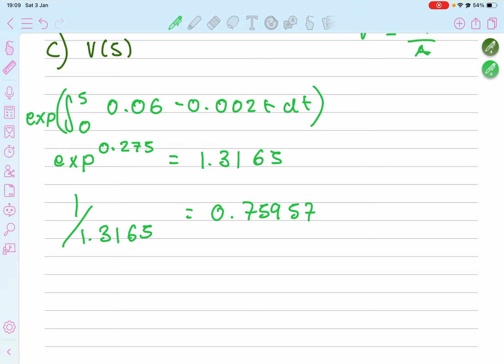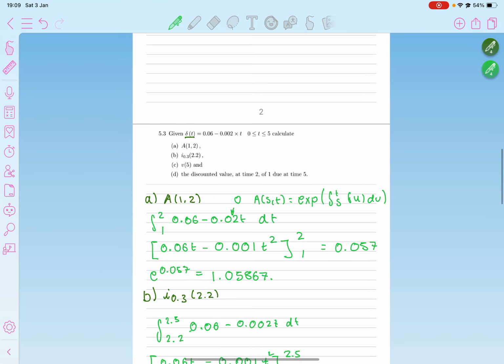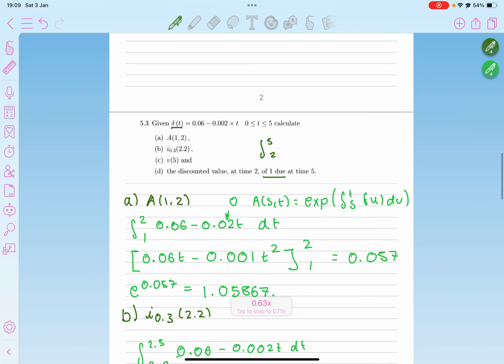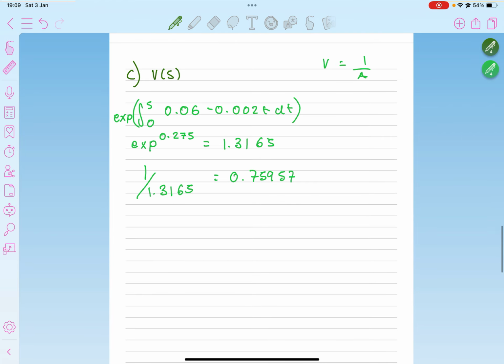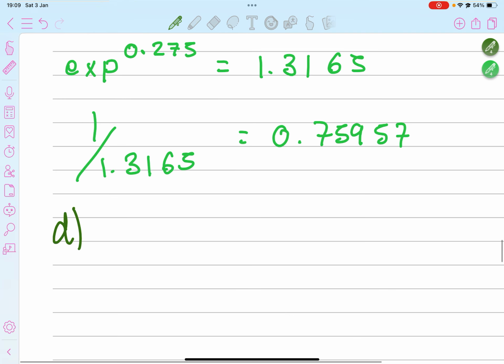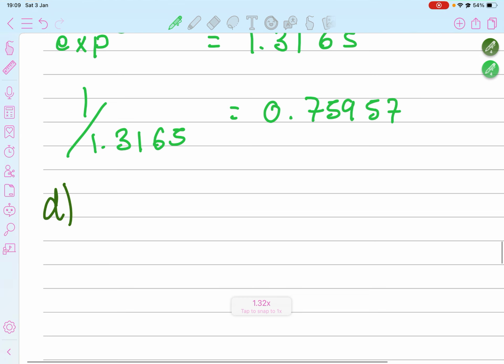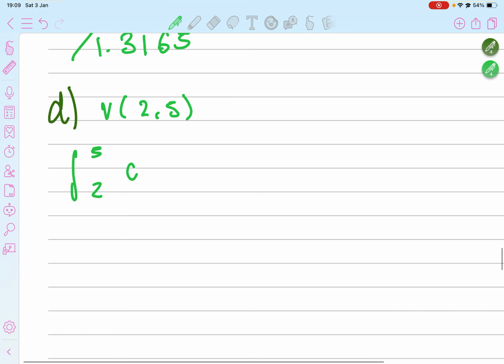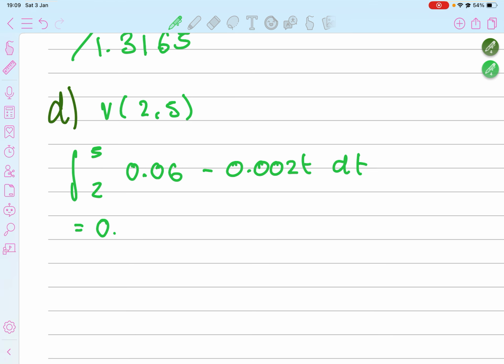Okay, and then what was the last one? D, the discounted value at time 2. So at 2, due at time 5. And then that's just of 1, so the money is 1, so the principal payment you can just ignore because it's 1, so it doesn't multiply or anything. And it's the discount, so we want the v of 2.5. So the integral from 2 to 5 of 0.06 minus 0.002t dt, and this is equal to 0.216.